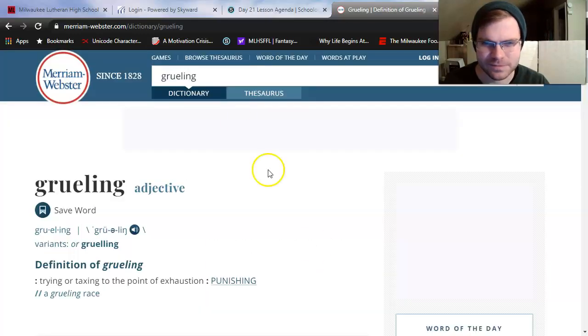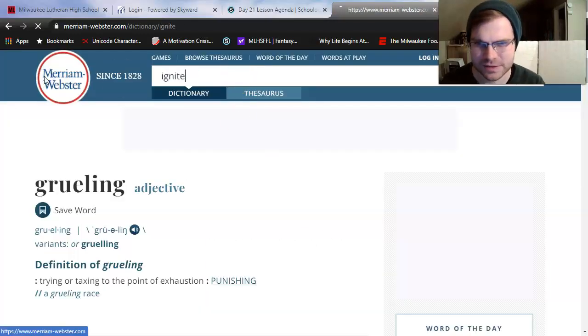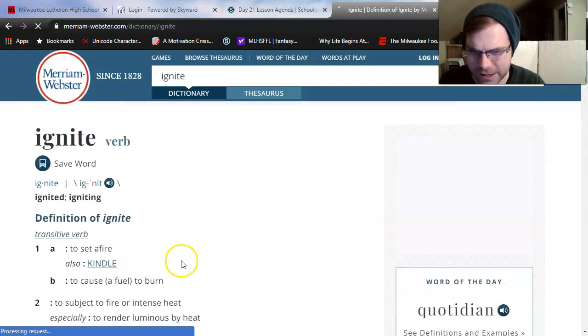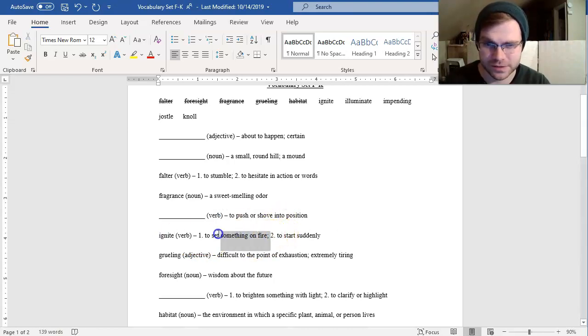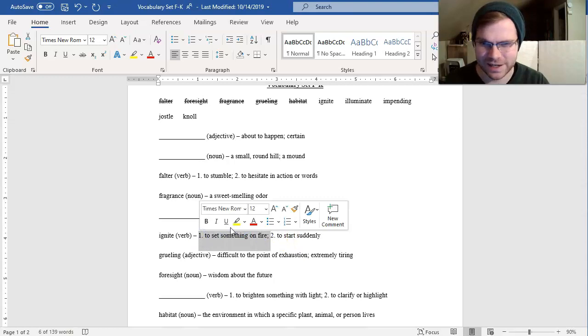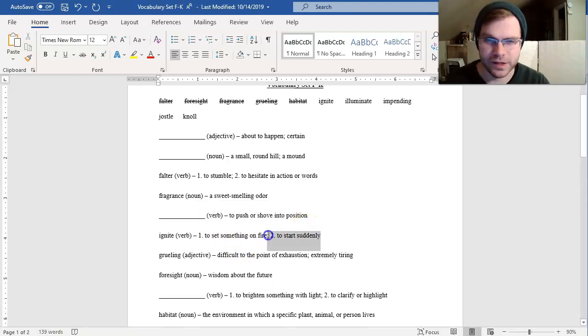Ignite is the next one. Ignite. A verb. To set a fire, to cause to burn. I think I saw that on my list. It's a verb. To set something on fire. It can also mean to start something suddenly. So, for instance, on ignite, it could be physically to start something on fire. Mr. Hantek ignited the bonfire. Or it could be to start something suddenly. When the student brought up Donald Trump in class, a debate ignited in the middle of the classroom. It suddenly started up. It flared up. Almost like a fire.